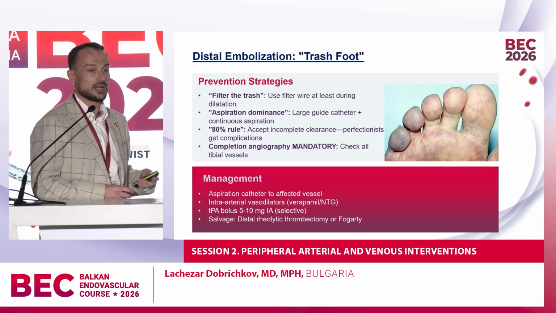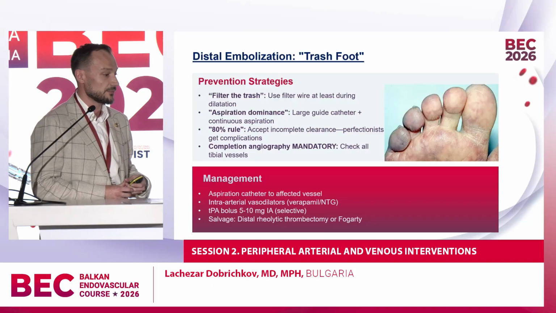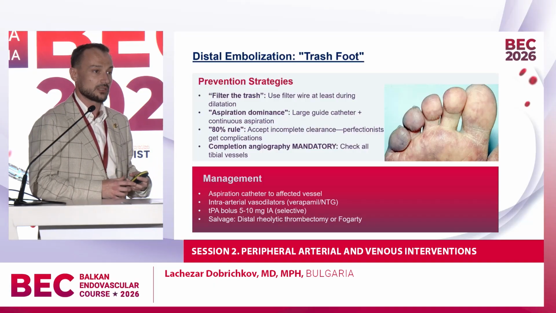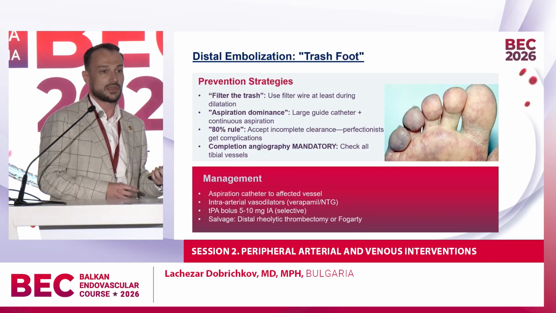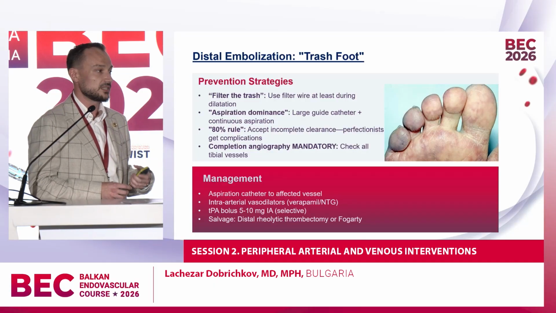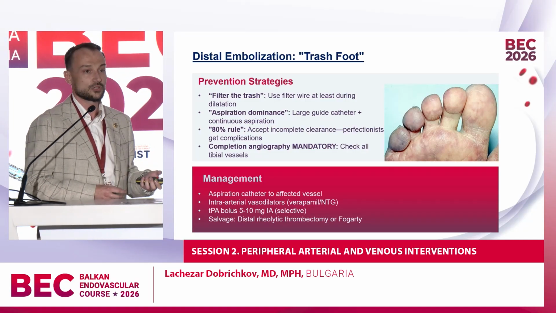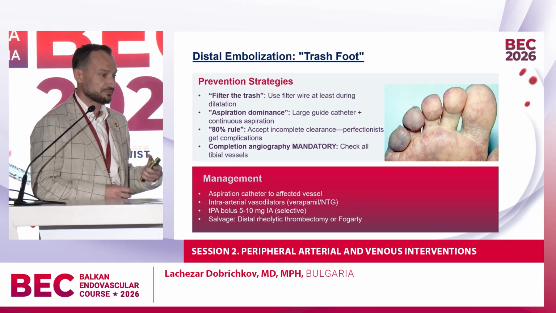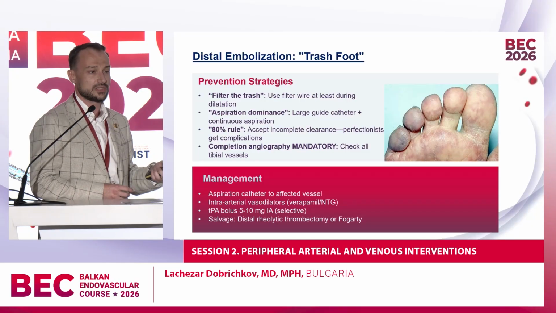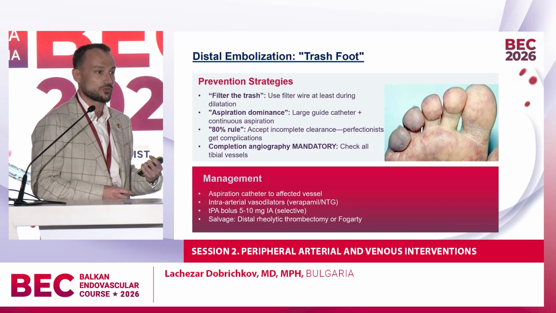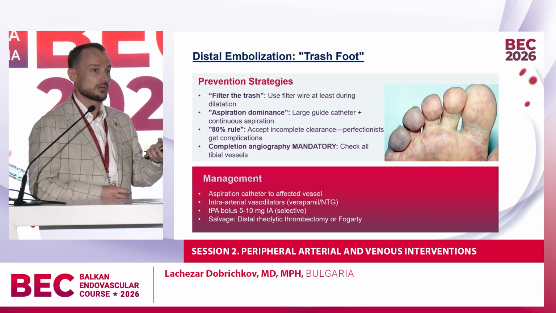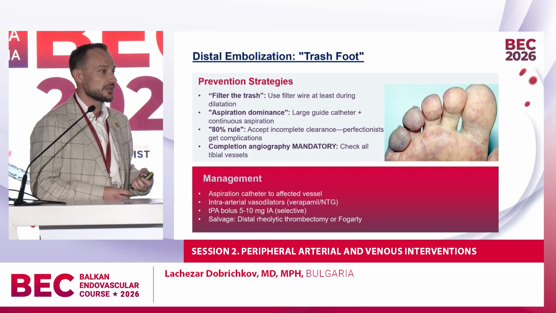So how to prevent distal embolization? It's good to use a filter wire, but we have another problem because the thrombectomy catheters are stiff and they are all 5 to 6 French systems, and the filter wires are usually 0.14. So the whole system is super unstable, and when we are trying to do the thrombectomy, the filter is pulling in and out, which is not really good.